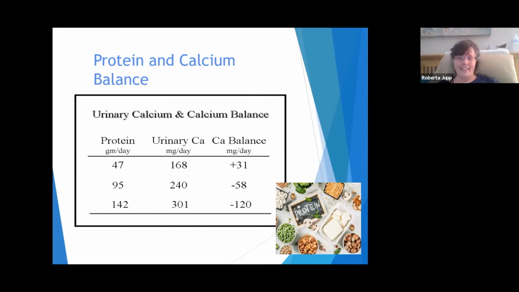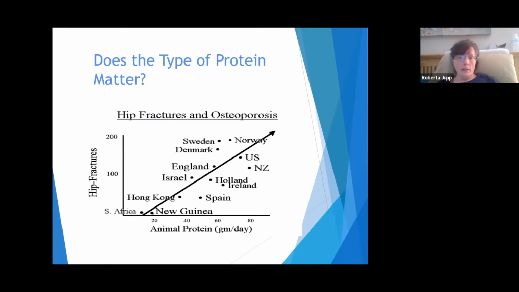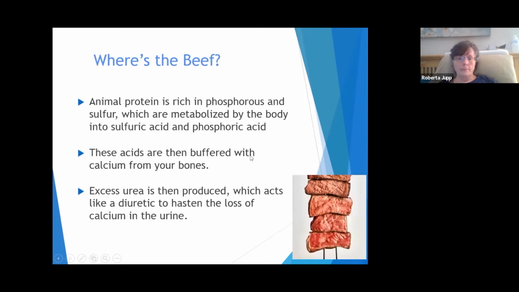It really is. Okay. So this is a graphic of hip fractures and osteoporosis. Over here in the left-hand bottom corner of the graph, we see these countries that have a very, very low rate of osteoporosis and hip fractures. And as we increase in our animal protein, we see more and more hip fractures. And we think, well, how can that be? Because animal protein, that beef and that chicken, it helps us to be stronger, but it really can weaken the bones. And we'll see why in just a minute.